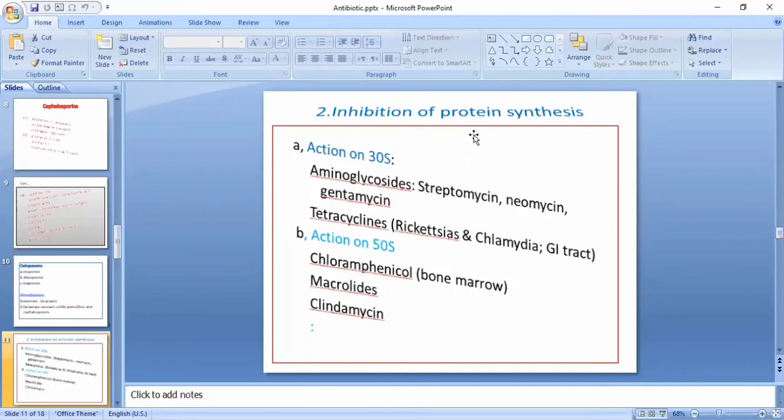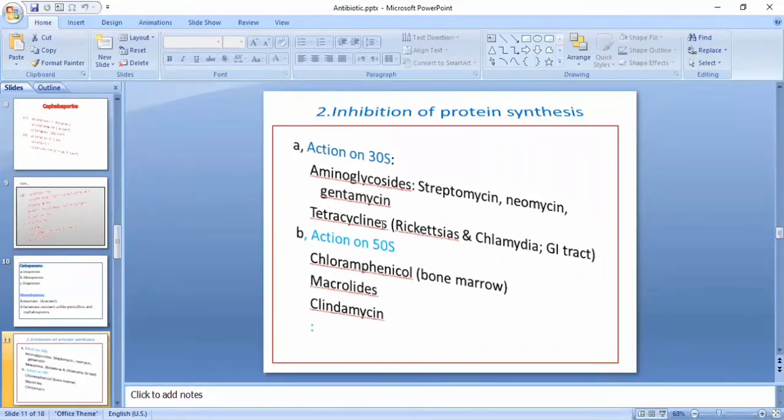So those antibiotics which act against the bacteria act on 30S and 50S, which are absent in the human beings, because the composition of the ribosome is different, the subunits are different. Those which act on the 30S of the bacteria are the aminoglycosides, well-known drugs. And the second group is the tetracyclines.